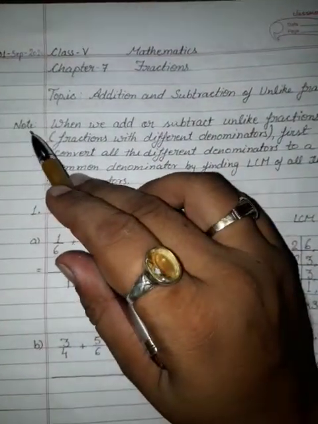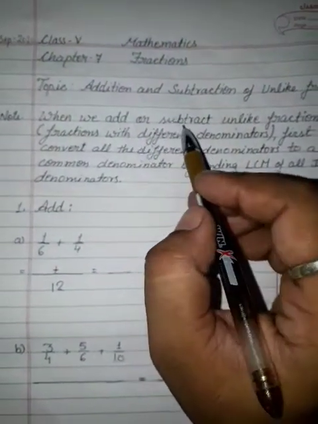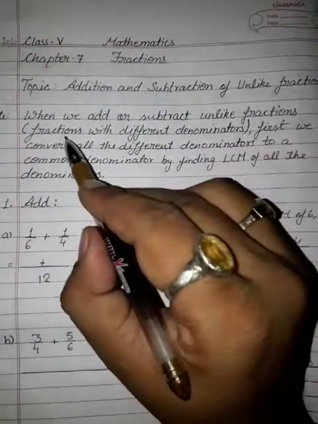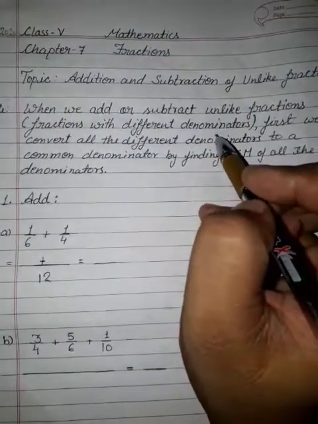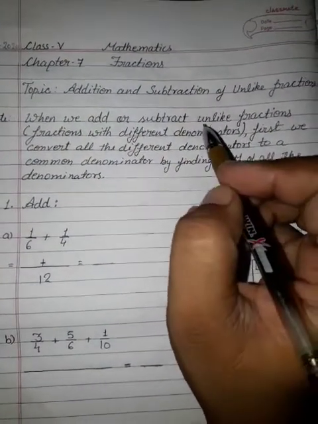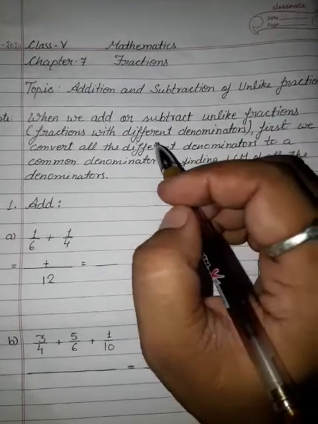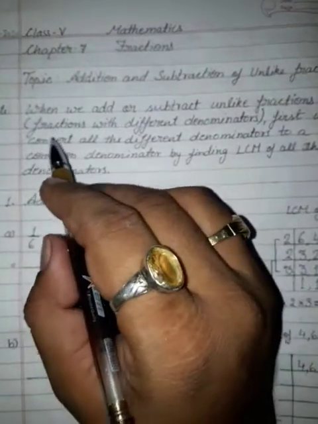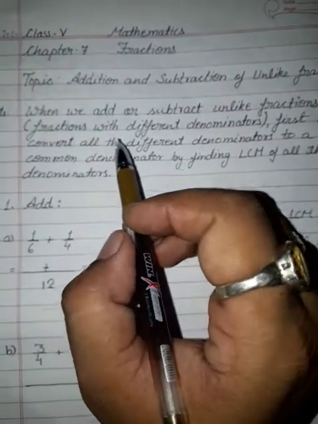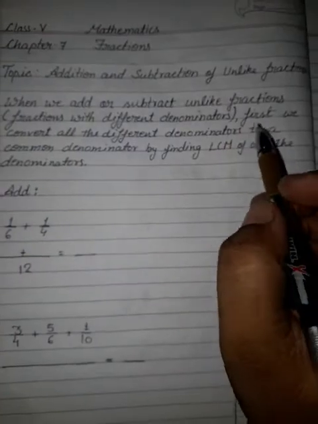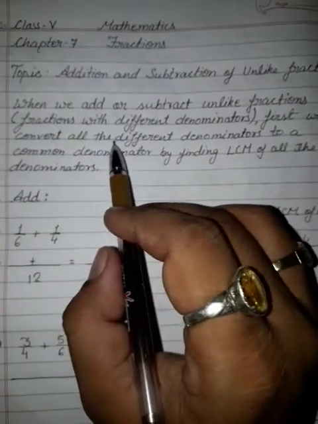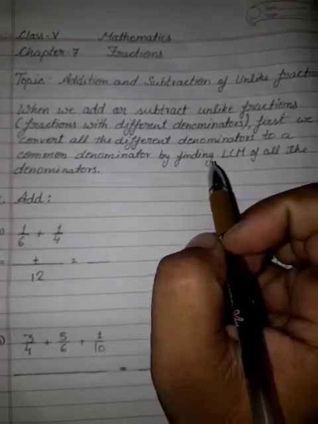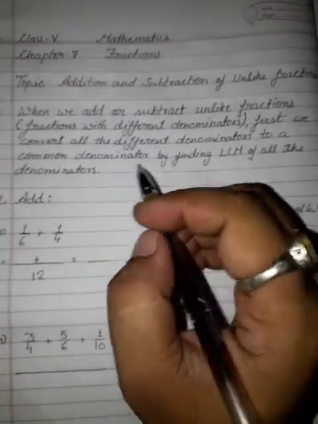So, there is a note: when we add or subtract unlike fractions. What are unlike fractions? Fractions with different denominators. Like fractions are those which have the same denominators, but unlike fractions are those which have different denominators. First we convert all the different denominators to a common denominator by finding the LCM of all the denominators.